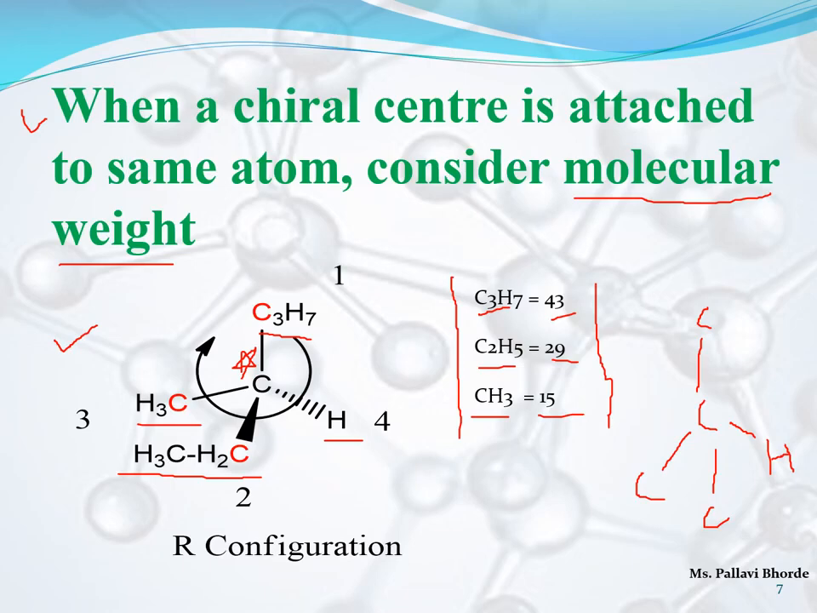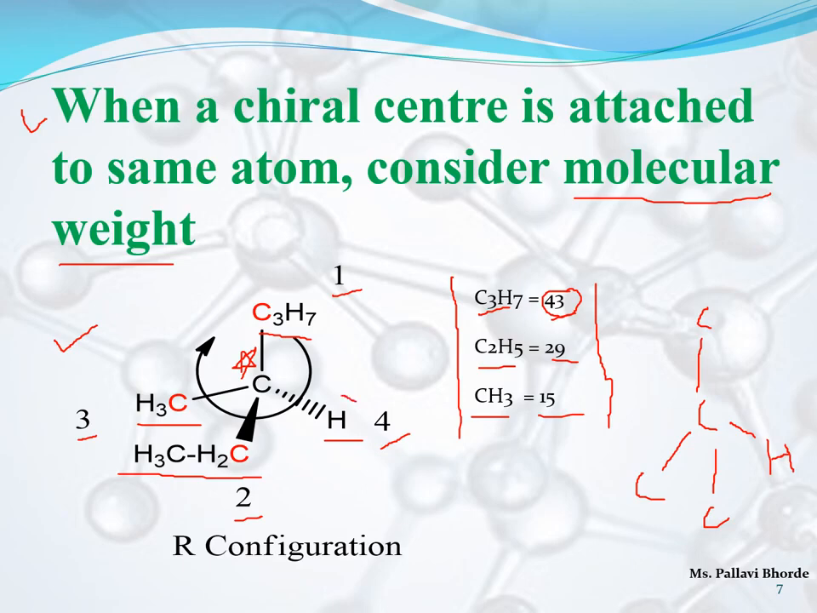So which will be our highest priority group? It will be propyl group, because it is having highest molecular weight. So I have written here 1. Then we have ethyl group and methyl group, and 4th priority group, that is your hydrogen. So then we have drawn this arrow going through 1, 2 and 3. It is moving in clockwise manner. So answer can be R.